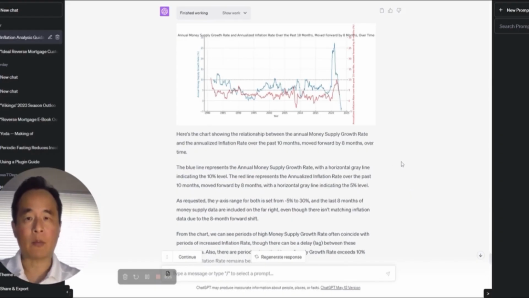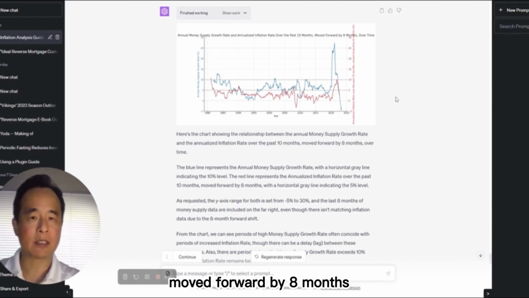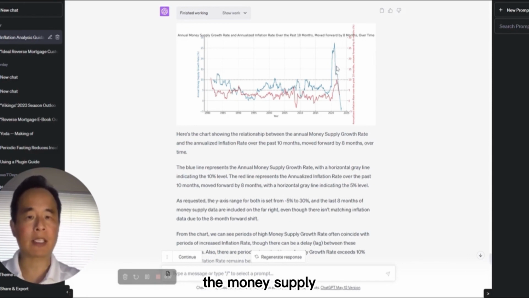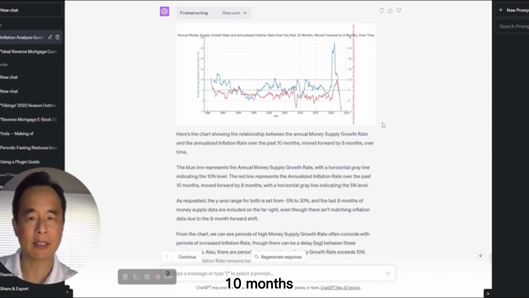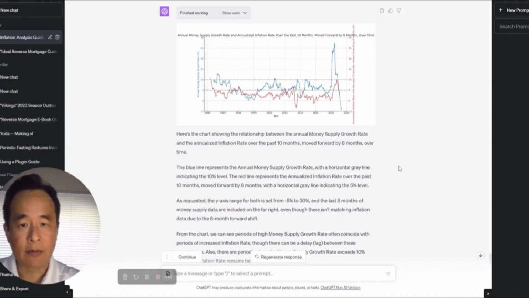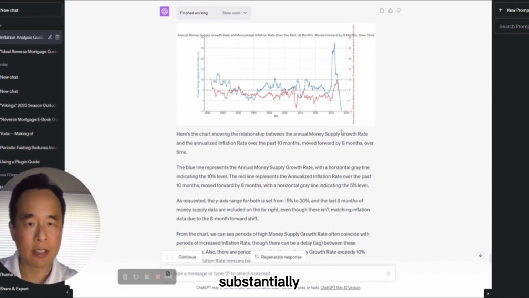Here's the chart that Code Interpreter came up with, showing the past 10 months annualized inflation moved forward by 8 months to show the lag of inflation versus money supply. In blue, you see the money supply growth rate. In red, you see the annualized inflation rate over the past 10 months. And you can see that it's moved down substantially. The 10-month annualized moved up to 10%, and now it's under 3%.